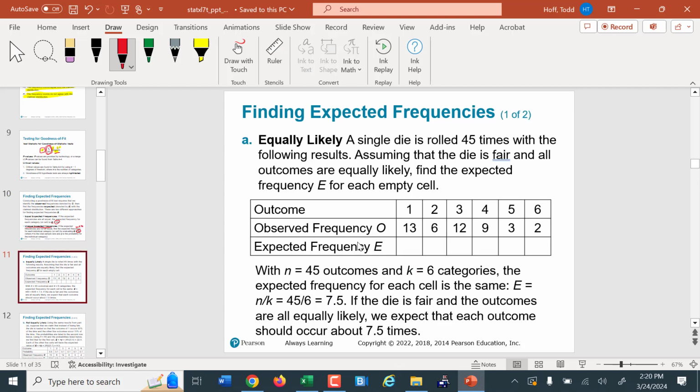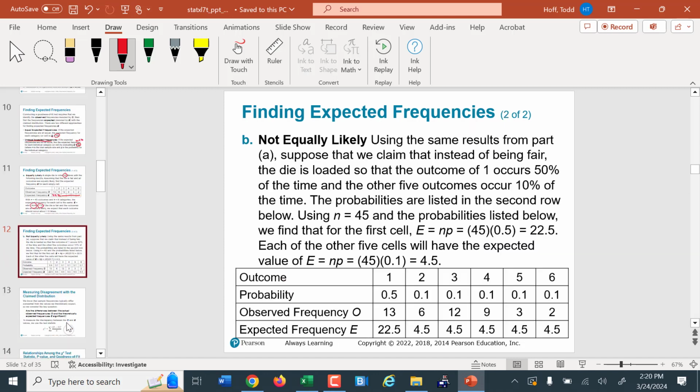So filling in the expected frequencies here. A single die is rolled 45 times, and the following results of the die are recorded in this table. We would expect that each number on the die would be equally likely to occur. So in 45 rolls, we take 45 divided by 6 different numbers on the die. We would expect each of those expected frequencies to be 7.5. So we'd fill that in all the way across that bottom row.